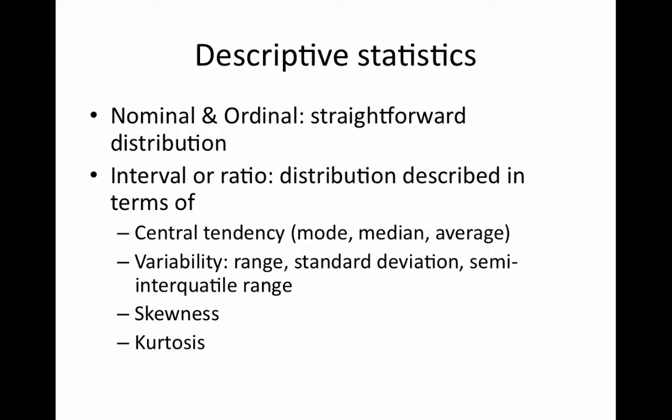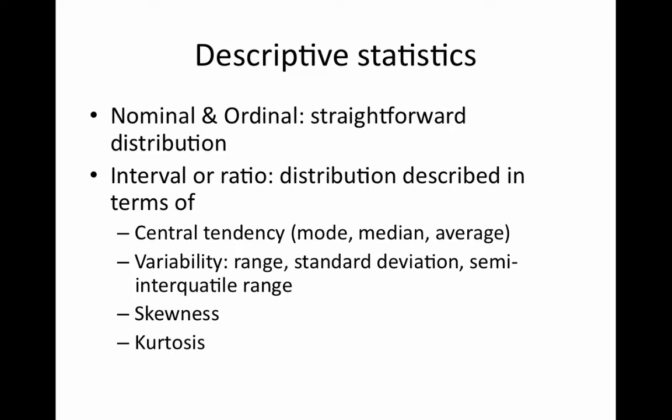With nominal and ordinal scales, there is a straightforward distribution. With interval or ratio scales, the distribution is described in terms of central tendency, including the mode, the one that occurs most often, the median in the middle, and the average.